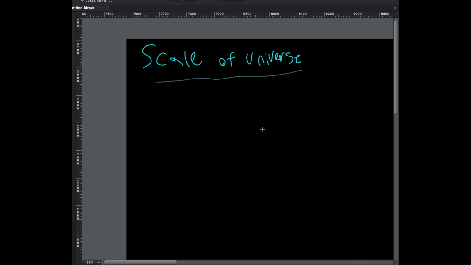Now the edge of the observable universe. So here's our galaxy, here's the other galaxy, and the observable universe is more or less right over here. So this is as far as we can see the observable universe. Okay. I think that's it.